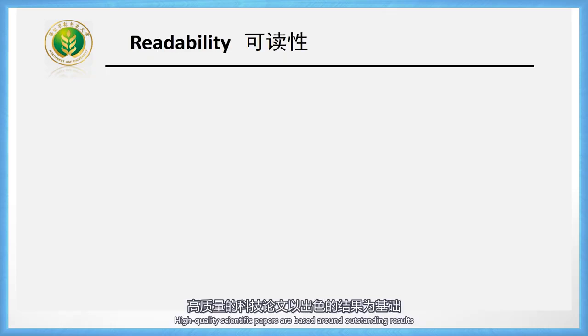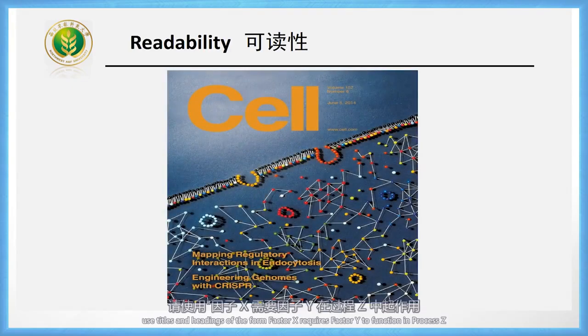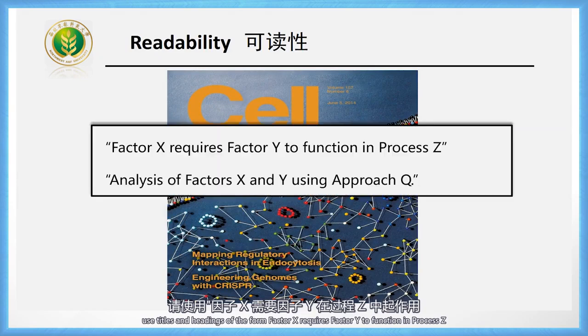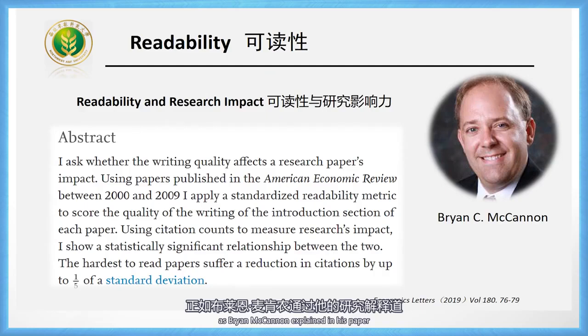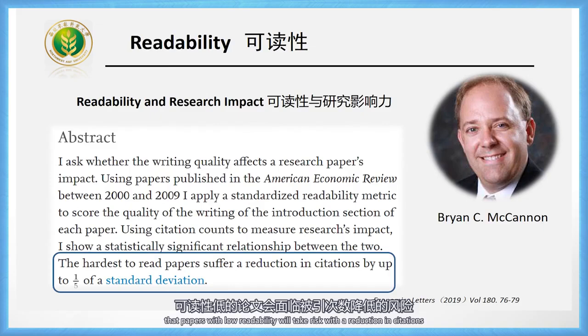High-quality scientific papers are based around outstanding results, and a good title will reflect that. To borrow from Science information for authors, use titles and headings of the form Factor X requires Factor Y to function in Process Z, rather than analysis of Factor X and Y using Approach Q. There are many ways to improve the readability of a paper, and you have to be patient in taking care of that, both format and logic. As Brian McKinnon explained in his paper, papers with low readability risk a reduction in citations.